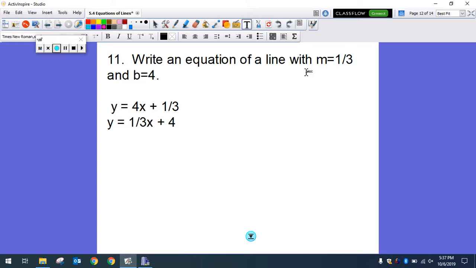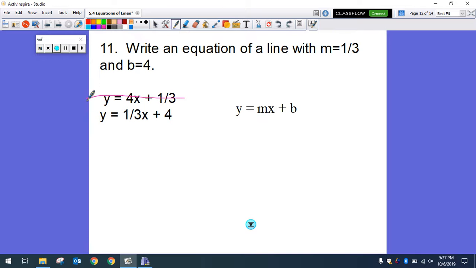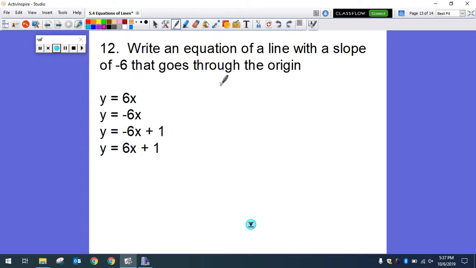All right, m is 1/3 and b is 4. Well, remember our equation was y equals mx plus b. So m is 1/3, so 1/3 needs to go with x. B is 4, so 4 needs to go at the end. So this one has to be B, 1/3 x plus 4.